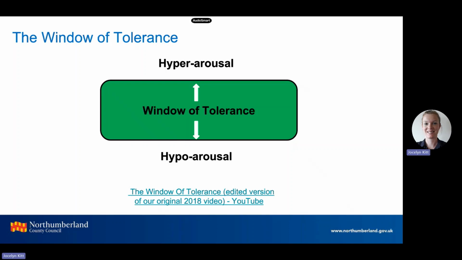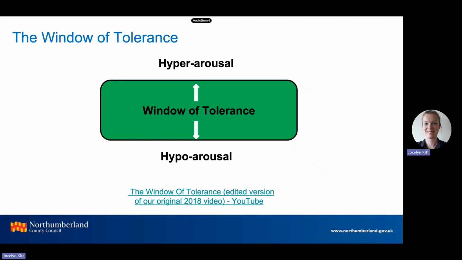Now we're going to talk about the window of tolerance. The window of tolerance describes a place where we are comfortable, when we are in the social engagement system. When we are within our window of tolerance, we're able to handle and process our feelings in a healthy way and are able to function and thrive. During extreme stress, we can be pushed out of our window of tolerance into either hyper or hypoarousal.